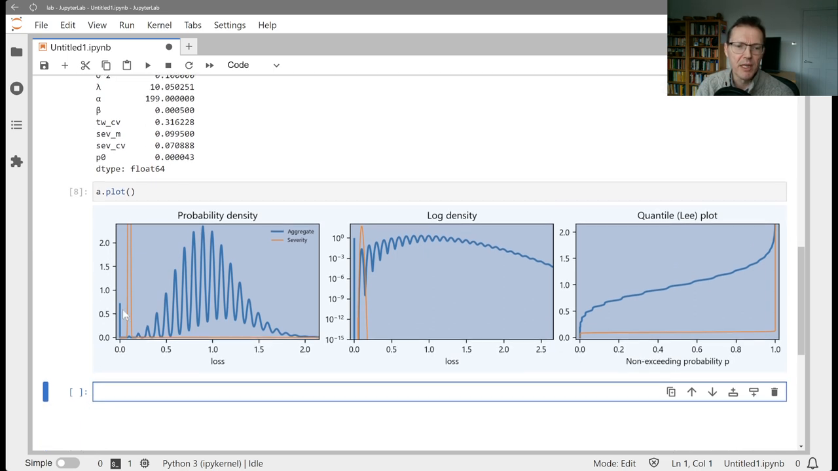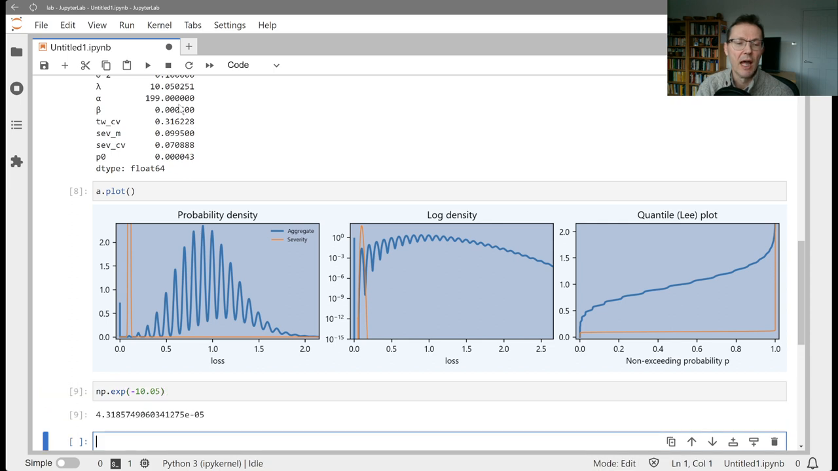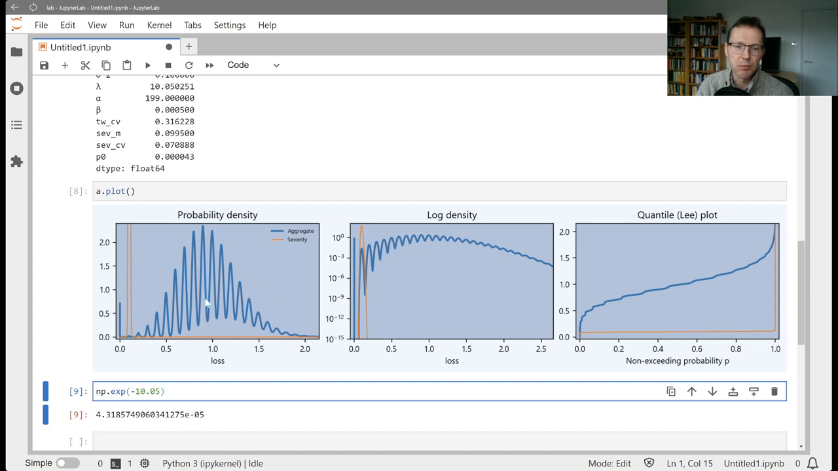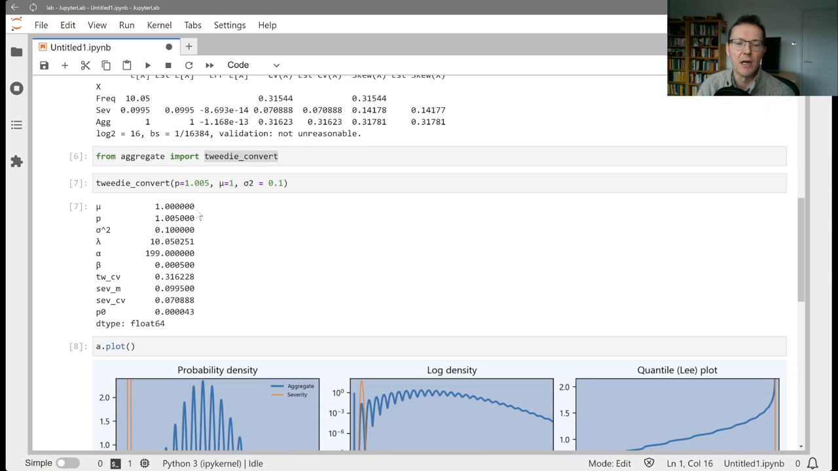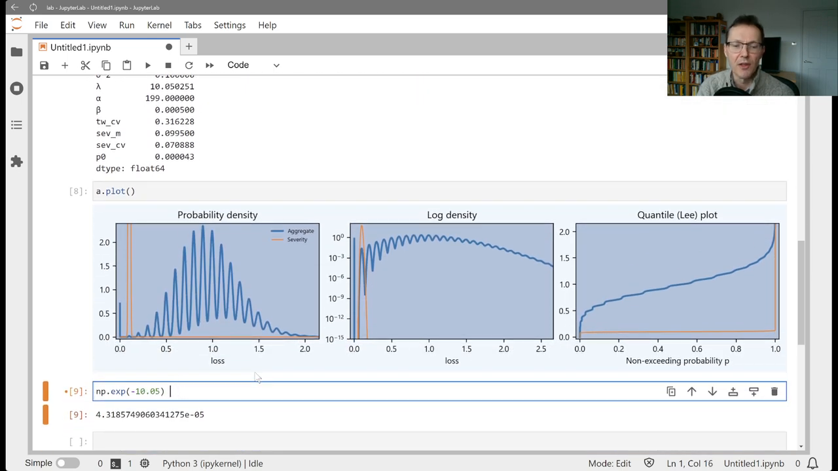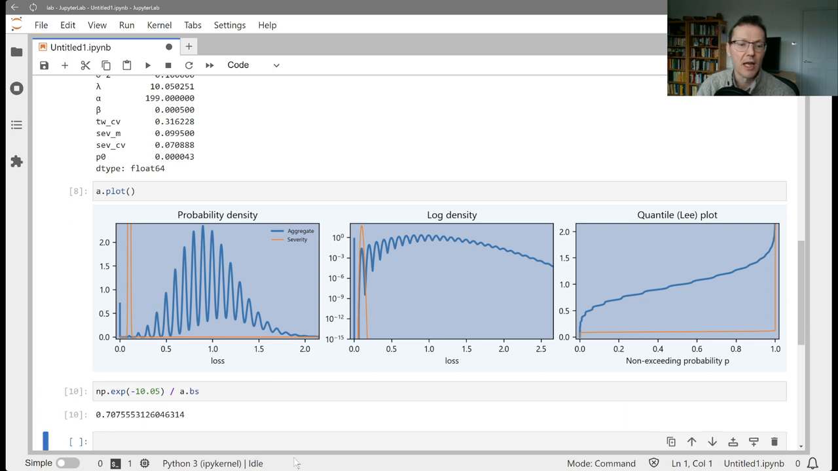The Tweedie does have a mass at zero, because you could have the possibility of zero claims. We've got a claim count here of 10.05, and that's a very small number. So that's 4 × 10⁻⁵. This is plotting the density, so it's actually dividing the probability mass in each bucket by the bucket size. And as we saw up here, the bucket size is very small. It's 1 over 16,000. And that is why, if I divide that by a.bs, I get 0.707. That's why that line there is coming up to 0.707.